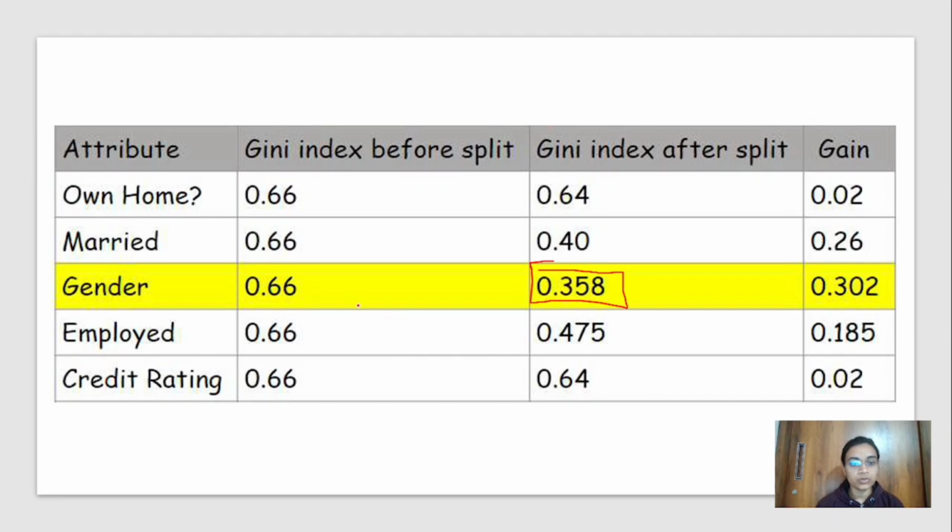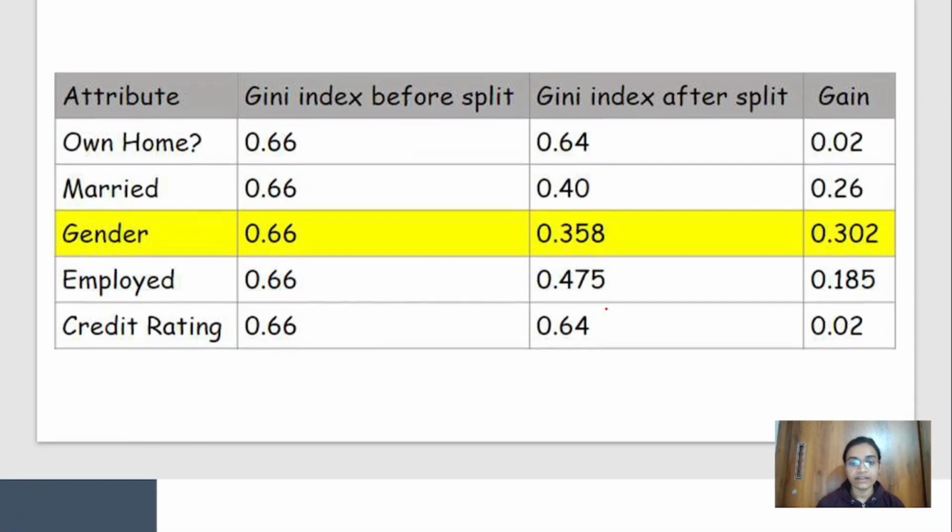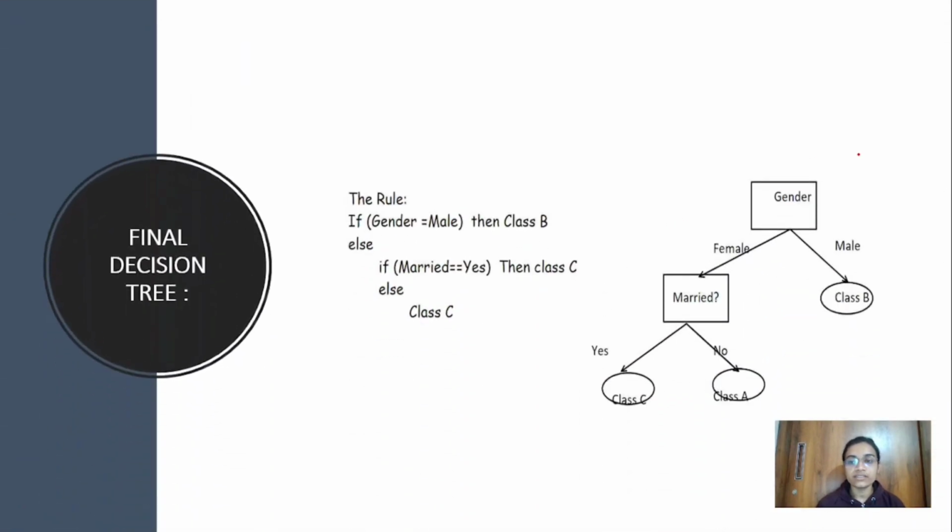Here the gender attribute has the minimum value, that's why it has been selected as the splitting attribute. And this is the final decision tree, and these are the rules of the decision tree.